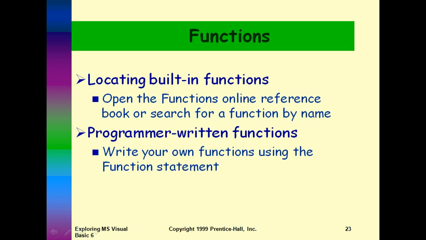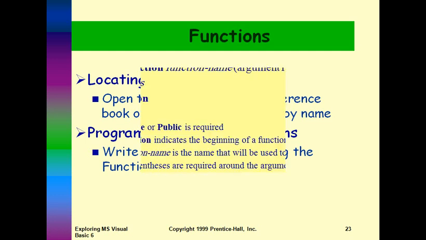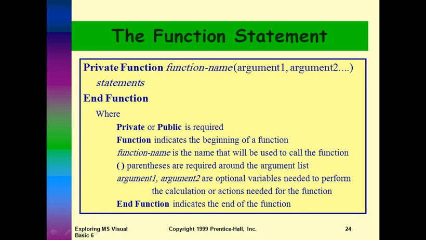Programmer-written functions are the second type of functions. Write your own functions using the Function statement, and this is the general syntax for doing that. Private Function, then write your function name, then write your arguments that act as an input to the function, and after that the statements. You have to end the function with the keywords End Function, where Private or Public is required, because it states the accessibility of the function.